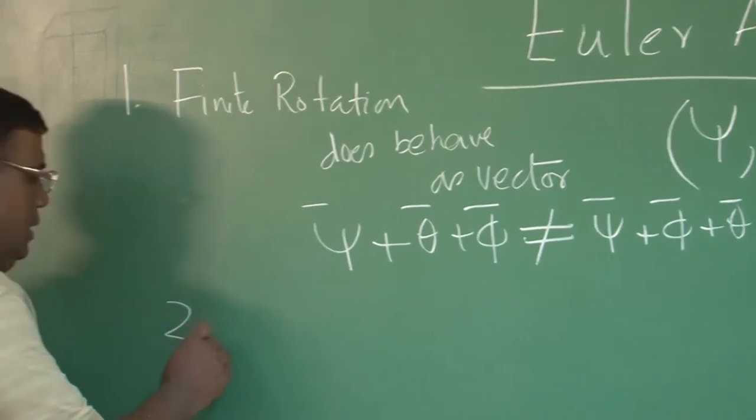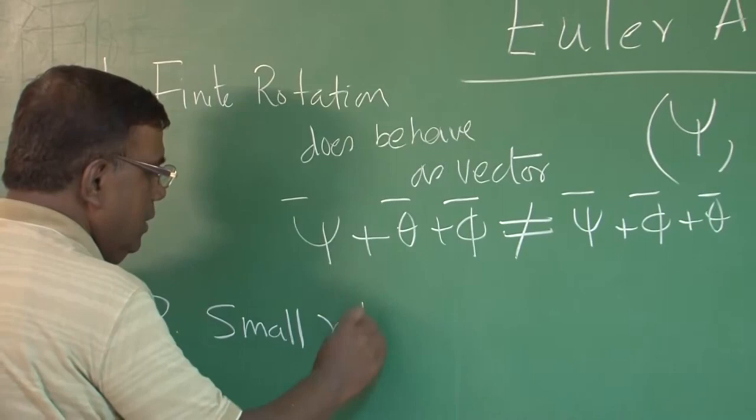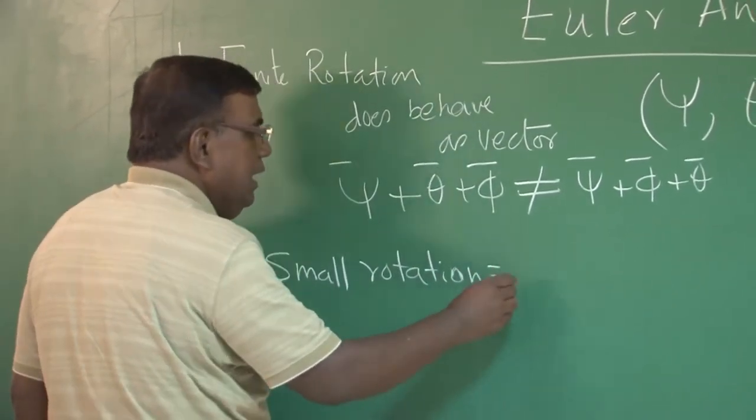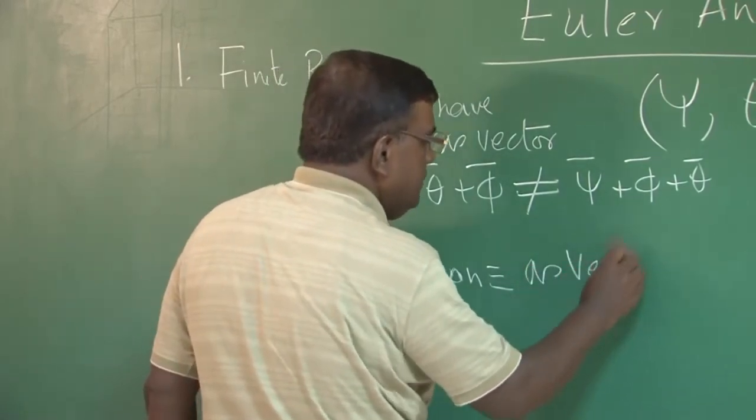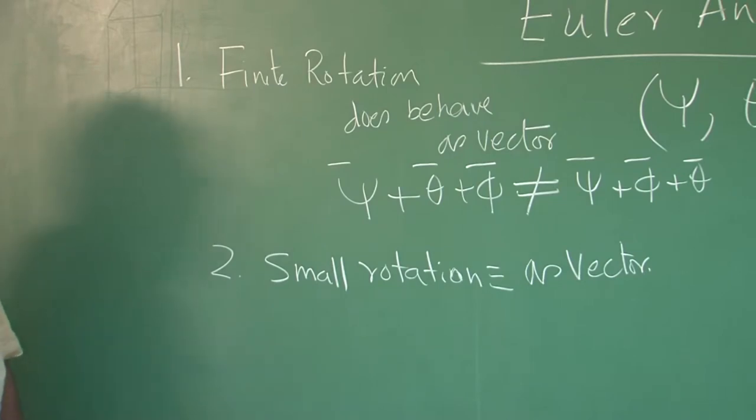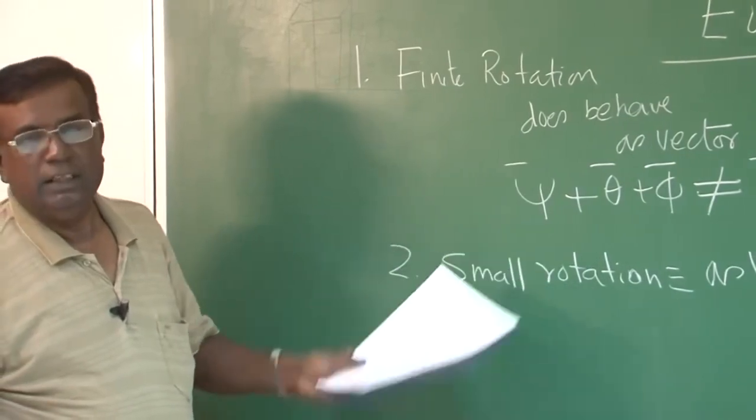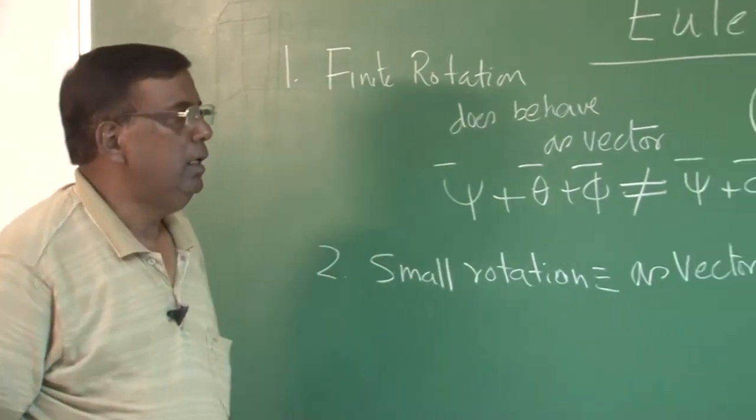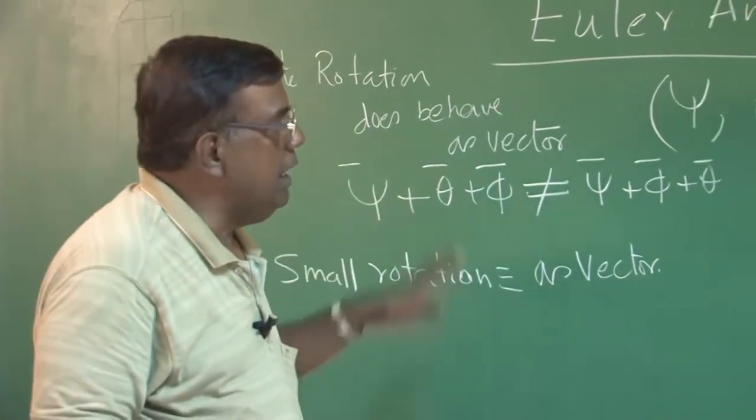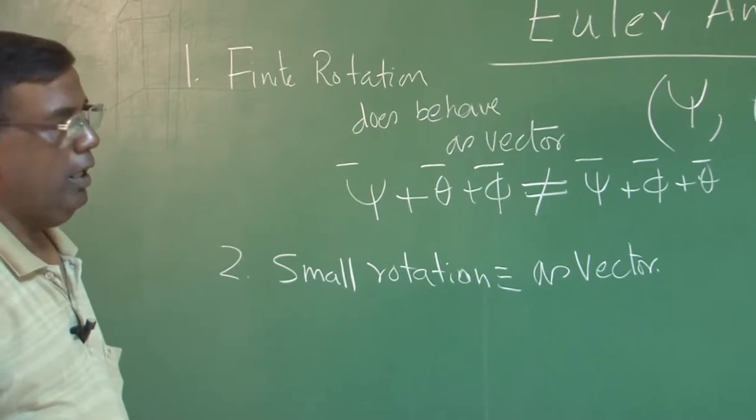However, small rotations do behave as vectors. So these are two things we should keep at the back of your mind, and it's very easy to see this. Thus, this is indeed true. Now with this understanding, we should go for defining the Euler angles.